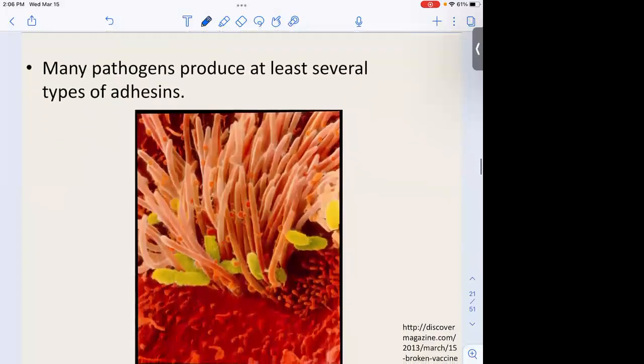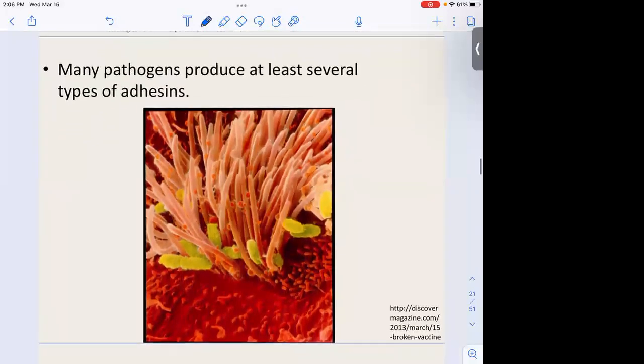All right, and lastly, there's lots of pathogens that might make lots of different adhesion factors. This is Bordetella pertussis, these little green rods there. That's the causative agent of whooping cough. That organism makes about 8 different proteins that will help it adhere to the ciliated epithelial cells of our respiratory tract. It doesn't actually invade the cells, so it's really important that it sticks there and then it multiplies.